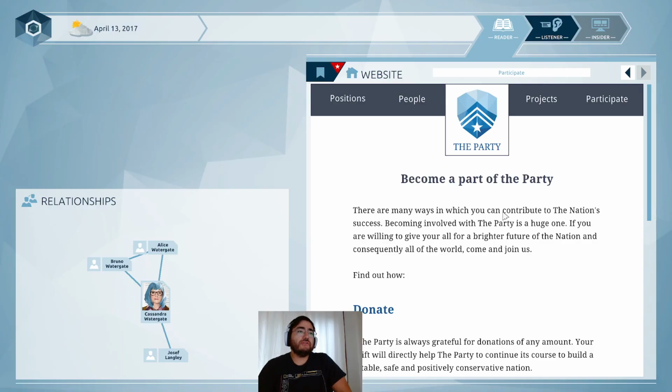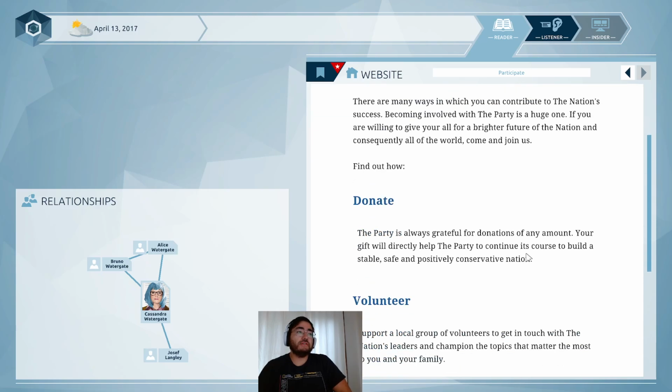There are many ways in which you can contribute to the nation's success. Becoming involved with the party is a huge one. If you are willing to give your all for a brighter future of the nation and consequently all of the world, come and join us.